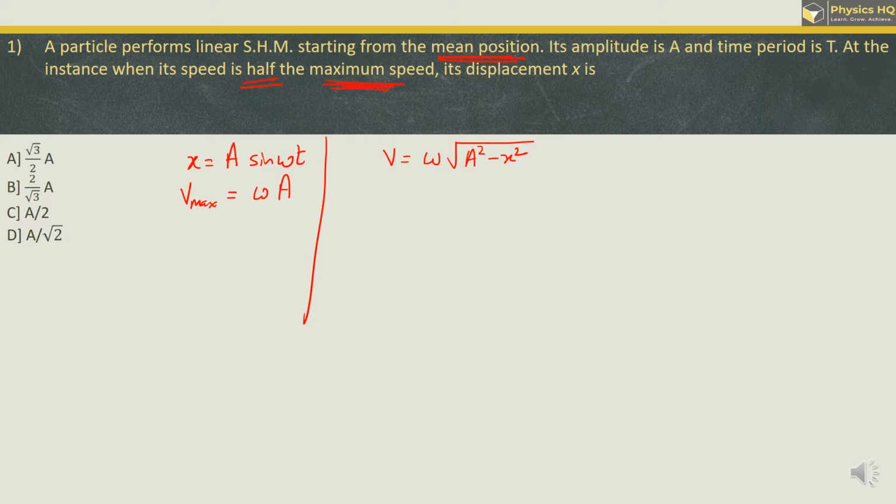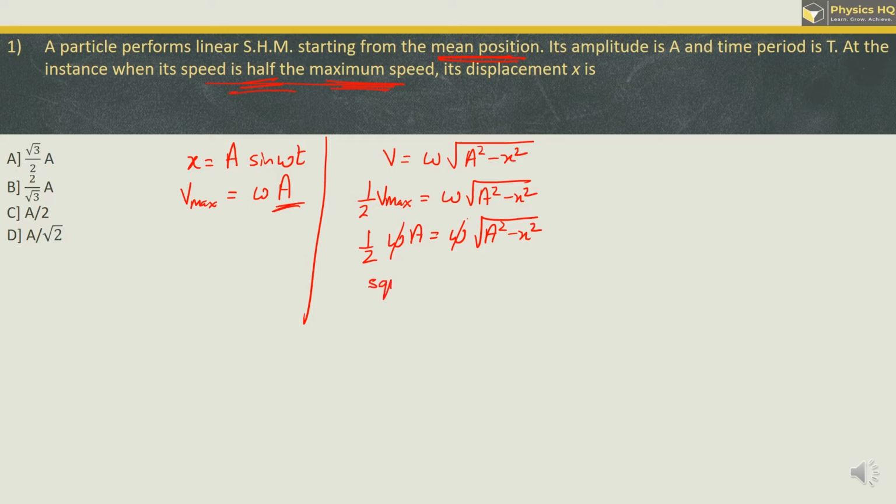Now in this, we are going to put the condition that they have given, so we will be finding the value of x over here. So let us put everything else as it is. Now V max, we will take from here, and what we have is half omega A is equal to omega root of A square minus x square. Now if you see, omega and omega get cancelled. Now what we have is A by 2 is equal to root of A square minus x square.